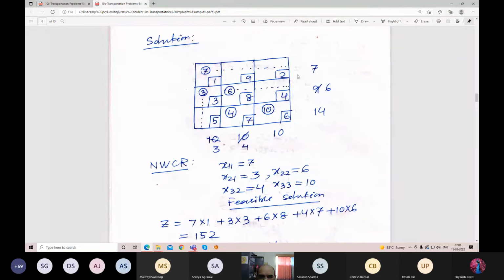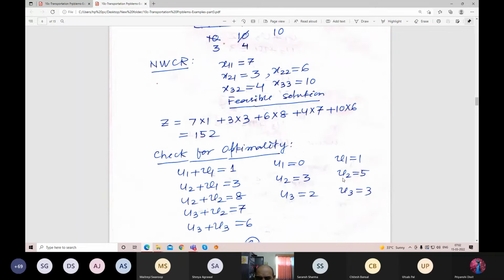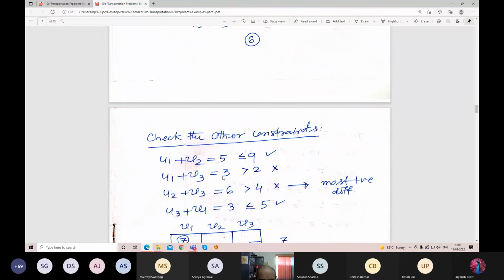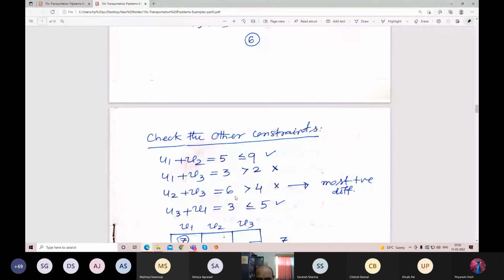So you can see here U1 plus B3, this is not an allocated cell. It has to be less than or equal to 2, but U1 plus B3, if you calculate, is coming as 3. So 3 is greater than 2. This is not fulfilled. Similarly, U2 plus B3 equals 6. And what is the cost coefficient with respect to this one? The cost coefficient is 4. So it is coming as 6. So it is greater. So it is not fulfilled.